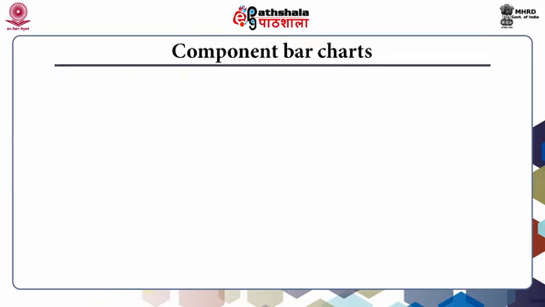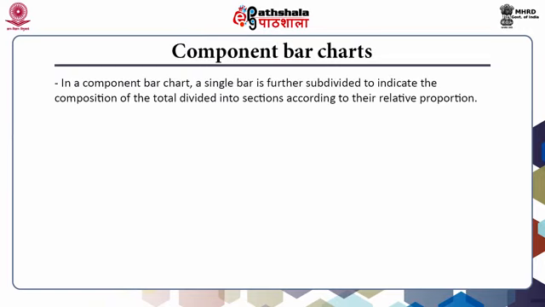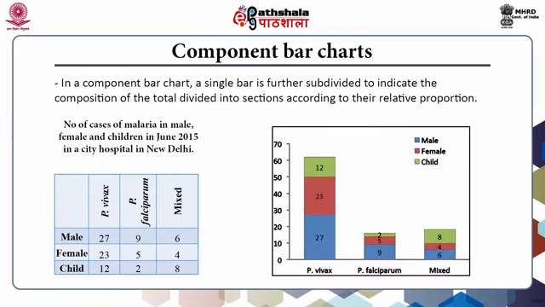Component bar charts. In this component bar chart, a single bar is further divided to indicate the composition of the total divided into sections according to their relative proportion. An example is provided below.